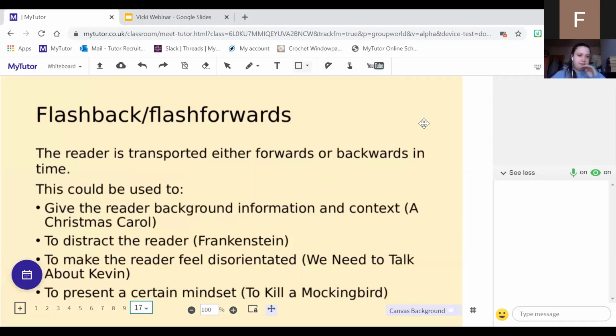So, flashback and flash forward. I imagine this is pretty straightforward to you as well. This is where we either move forwards or backwards in time within the text. It's much more common to have a flashback. I've given you some reasons as to why that might be. So, A Christmas Carol: we have a flashback right at the start to when Marley is dead, which is way before the text actually starts. So that gives us background information, it gives us context.